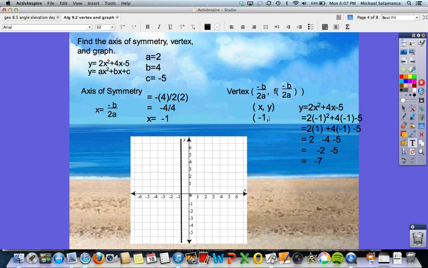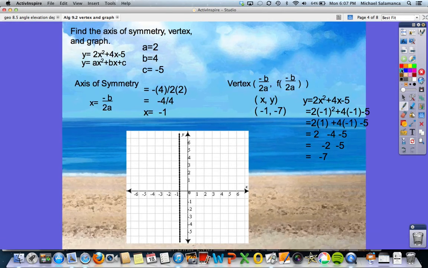So now we have our vertex. Our vertex is negative 1, negative 7. So now what do we do with the vertex? The vertex tells us the point where both sides of our parabola, that's the name of this graph, it's called a parabola, where both sides meet.